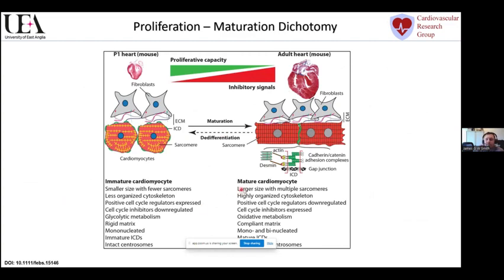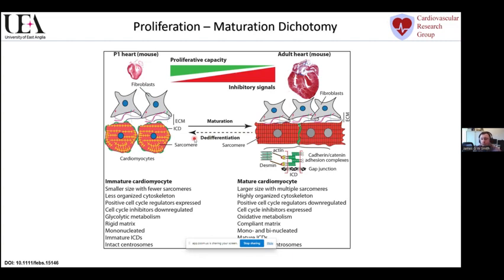So again, here's another schematic showing some of the differences between the immature and the mature cardiomyocytes. And you can see one of the key differences is the proliferative capacity. So the immature cardiomyocytes have a level of proliferative capacity, and as they mature, they lose this capacity and they become more structurally functional. Now, maturation is pushing them one way, but there's also a level of dedifferentiation which can occur.